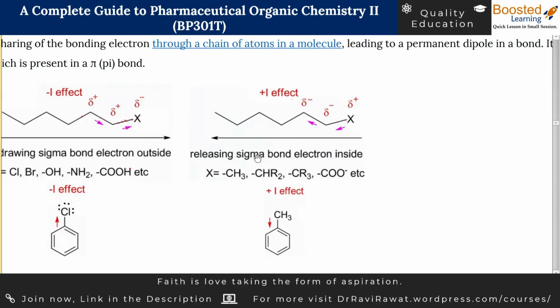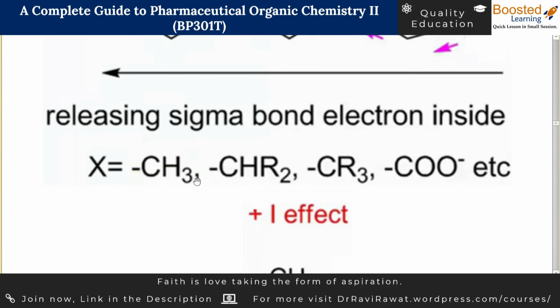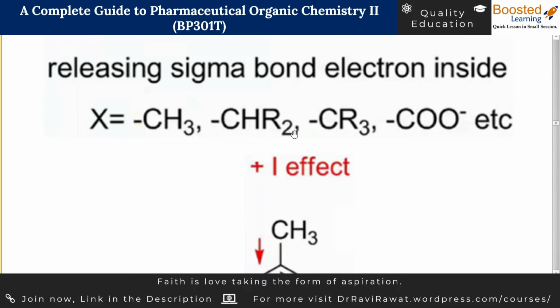Now let us move on to the positive inductive effect. In this case, the atom which is attached or the group which is attached is going to be electropositive, and it is going to donate electron density to the adjacent carbon. So this carbon will become partial negative, and this carbon will further donate some of its electron density to the next carbon, and it will also become partial negative, and the effect will fade away when we move far from the group. So the examples of such groups are CH3, CH2 with more alkyl groups, and then there is COO negative.